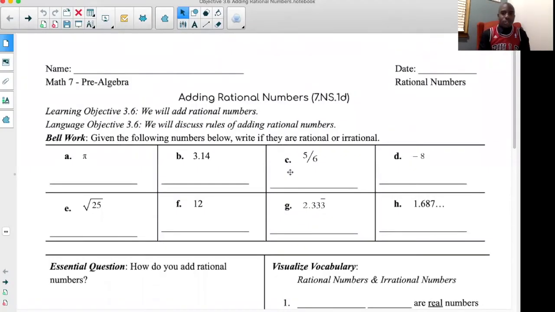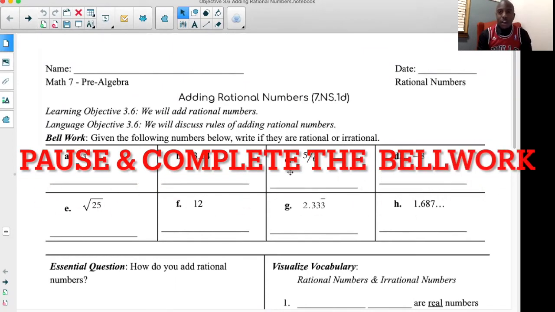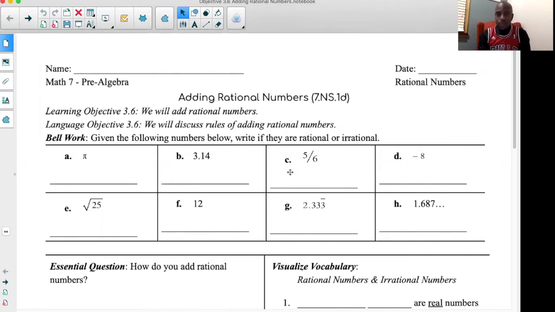So please join me in 3.6, open up in your packet. And as usual with every lesson, take a time to start off working on the bell word. Now this bell word is a repeated part of a lesson that we did a while ago. And I want to see if you remember which of these are rational and which are irrational. Take a moment to write rational or irrational here. Pause the video if you need to, and fill this in.